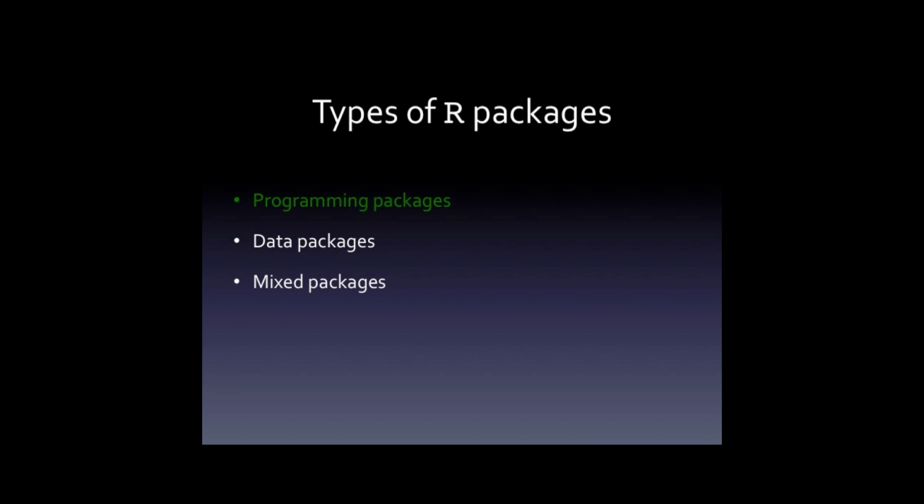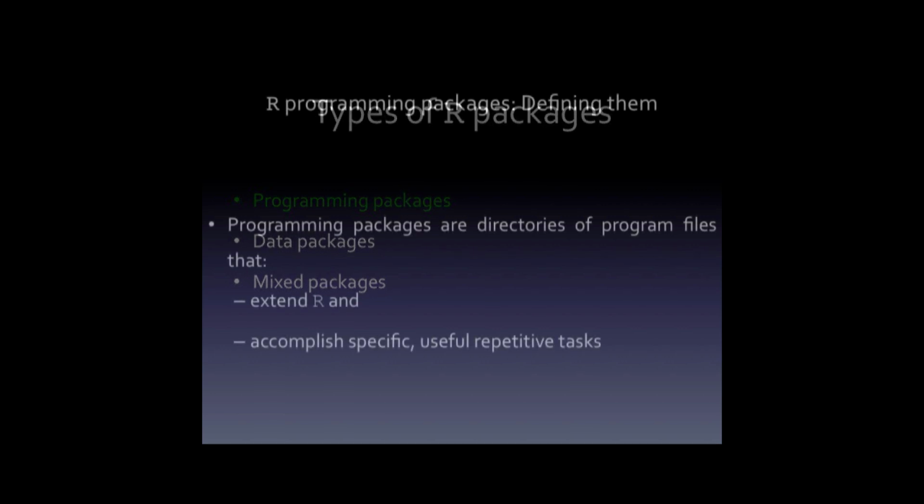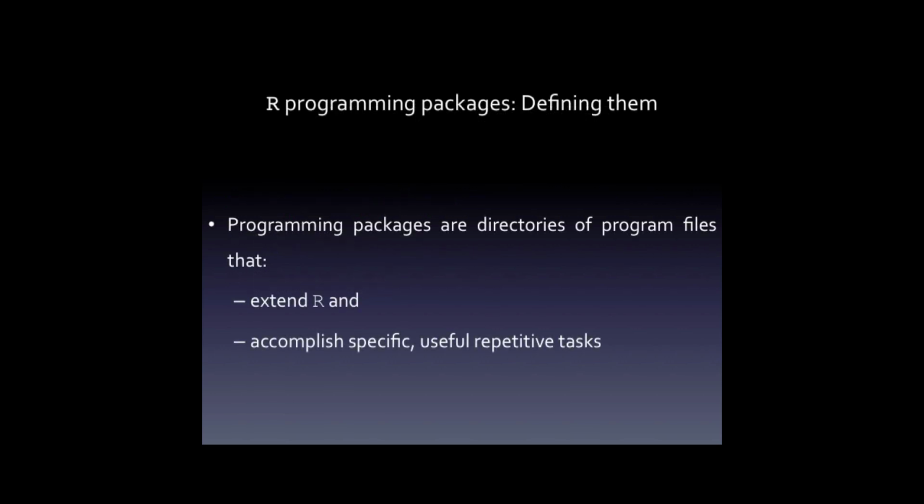There are three types of R packages. The first type is the type of programming packages. Programming packages are directories of program files that extend R and accomplish specific, useful, repetitive tasks. Basically, they provide additional functions that are not part of base R.